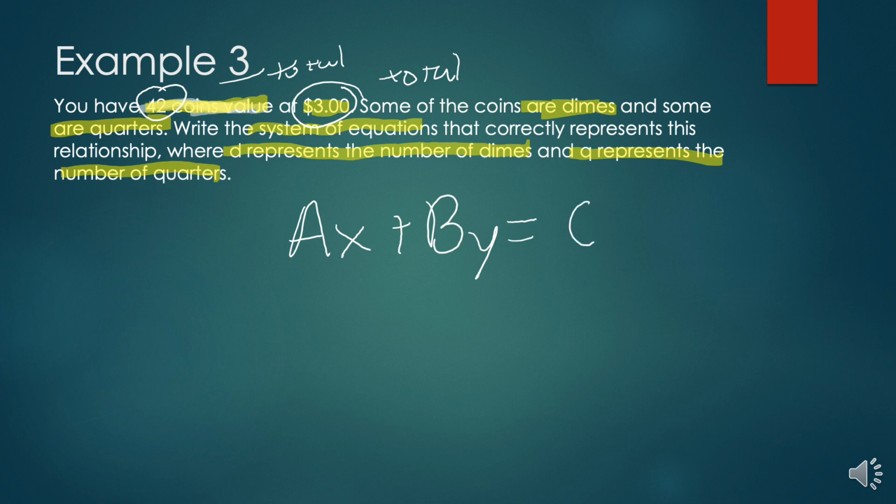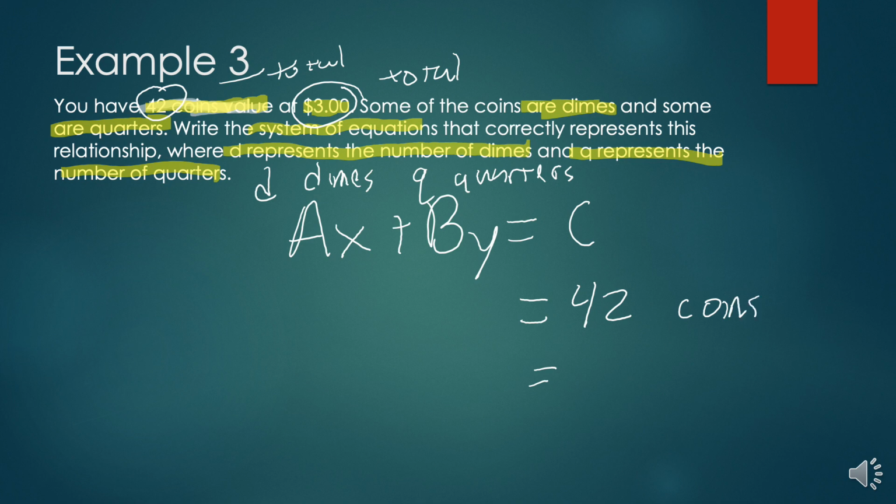Now, they told me that D is for dimes, Q is for quarters. Now, I could go ahead and start writing my equations, but the first thing I'm going to do is put my totals since I know those are for sure. So 42 coins, and then $3. Now, it's important to actually write down what the totals represent on these. So I need to put my D and Q in both.